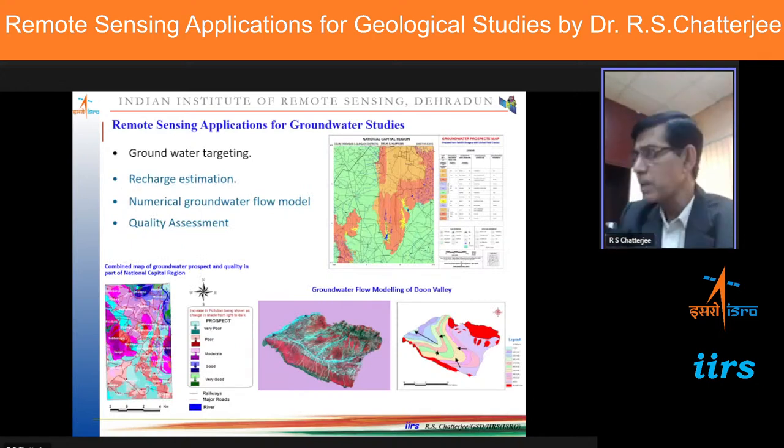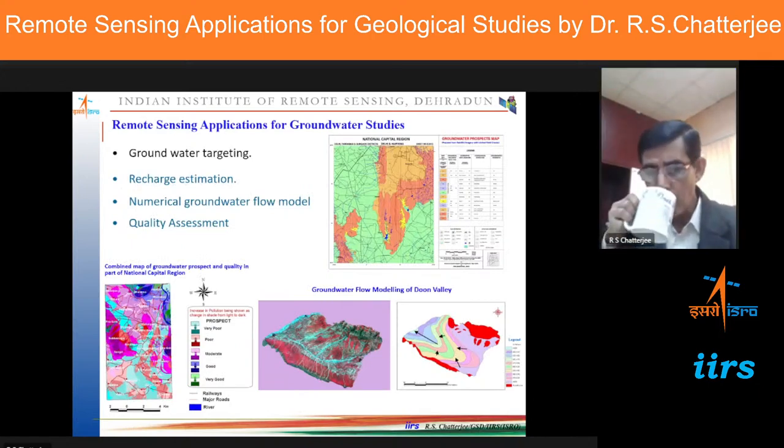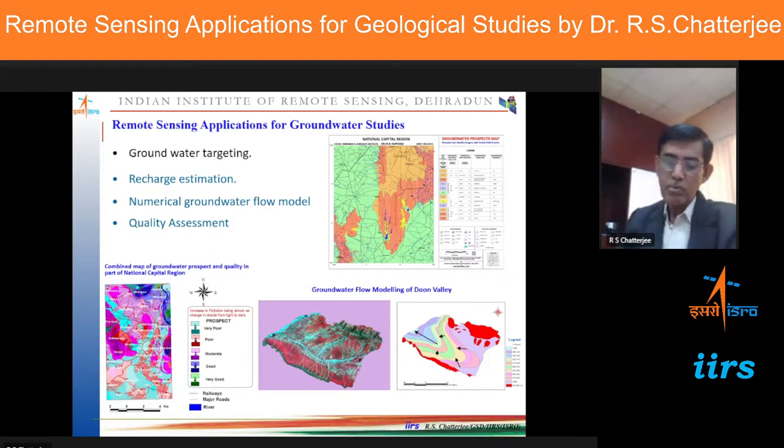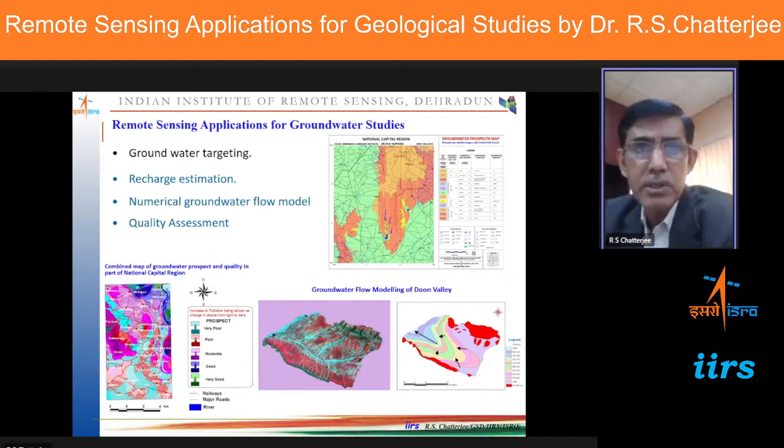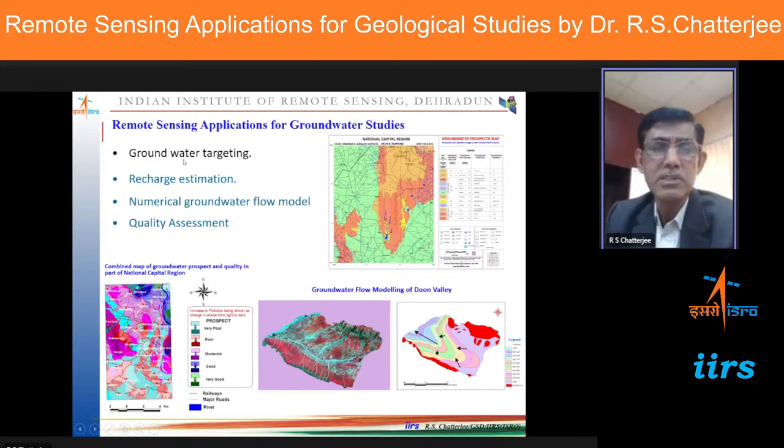Now I'm coming to the different applications of remote sensing. To begin with, remote sensing applications for groundwater studies. One of the major applications in groundwater studies is groundwater prospecting or groundwater targeting. So where groundwater availability is more and where it is less, where you can drill a well and you will get water to pump, and where if you drill a well, you will not get water underneath. So this is what groundwater prospect or groundwater targeting means.